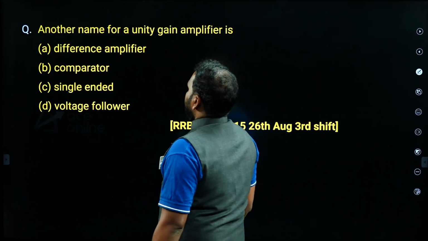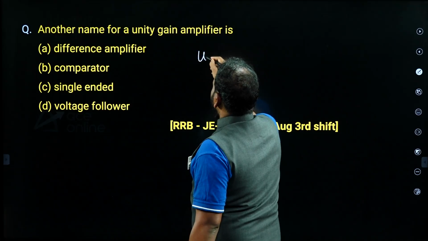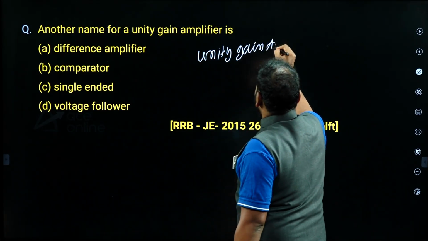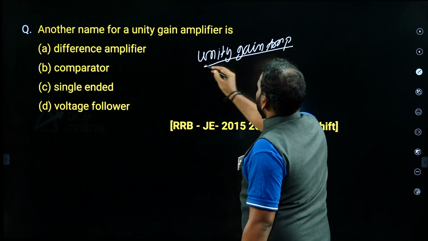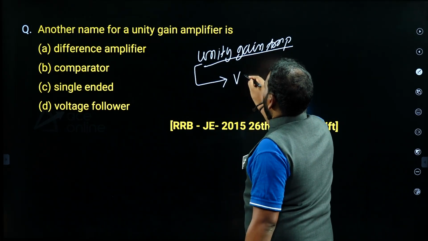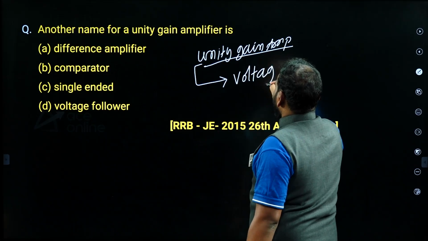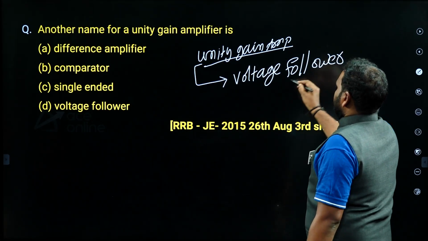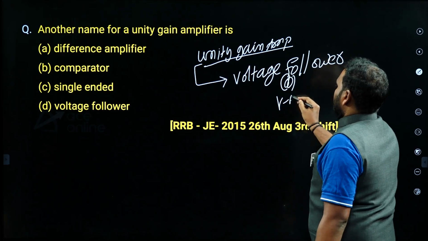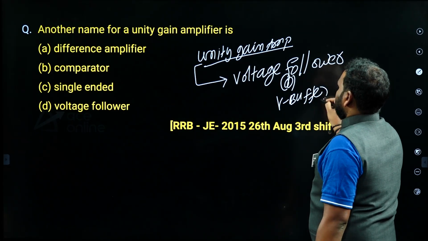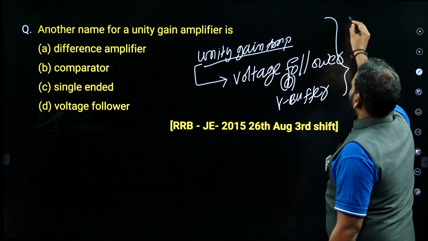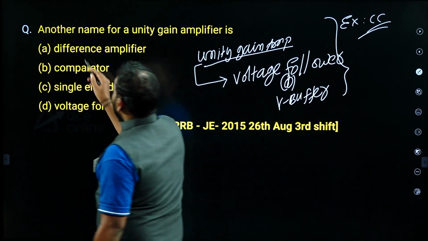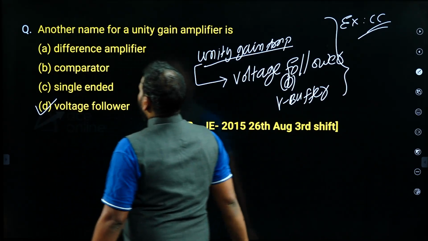Unity gain amplifier. Do you remember, guys? Unity gain amplifiers are also called voltage followers or voltage buffers. Common collector is one of the examples. Voltage follower.